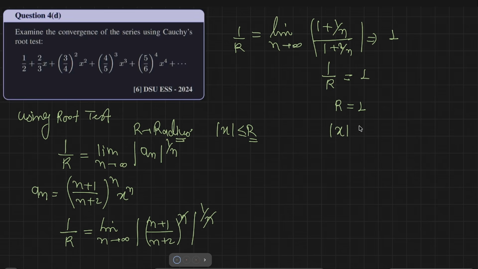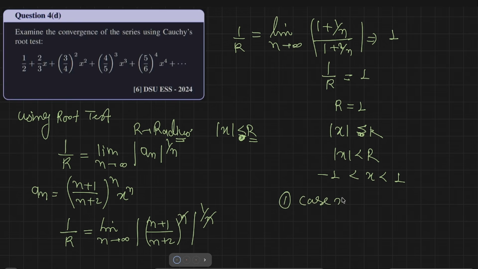It means mod of x is less than or equal to r, so from here it means x lies between minus r and r. But the problem is that you can't write this with equality. Mod of x is less than r, meaning x lies between minus 1 and 1. You have to check for x equals 1 and x equals minus 1.